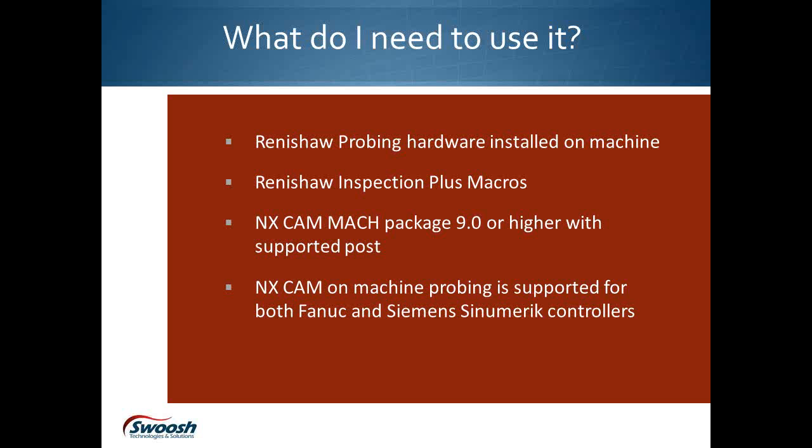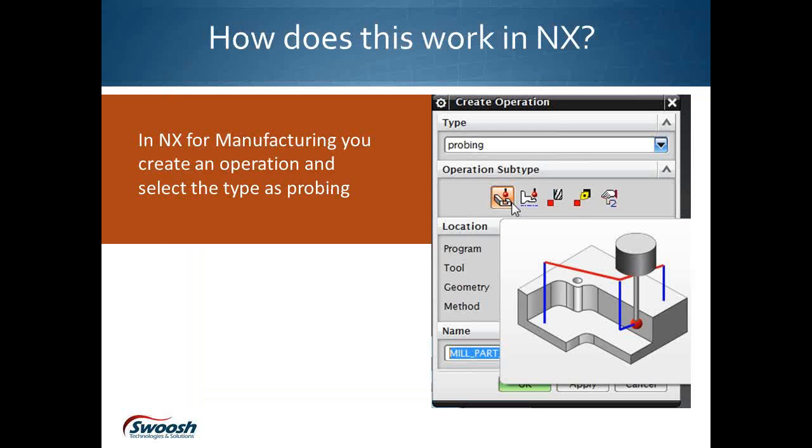Okay, so how does this work in NX for manufacturing? In NX for manufacturing, you create an operation and select the type as probing. So you can see that here.